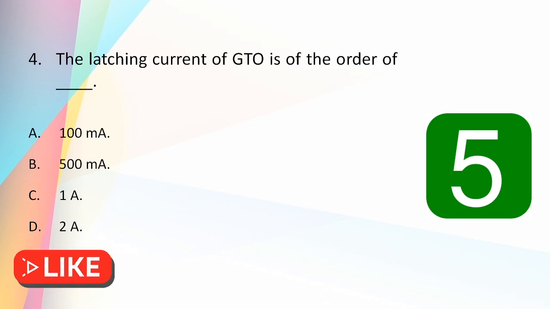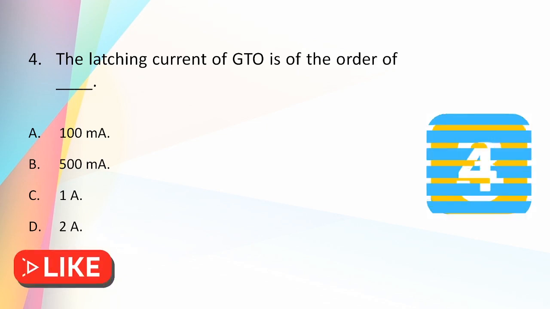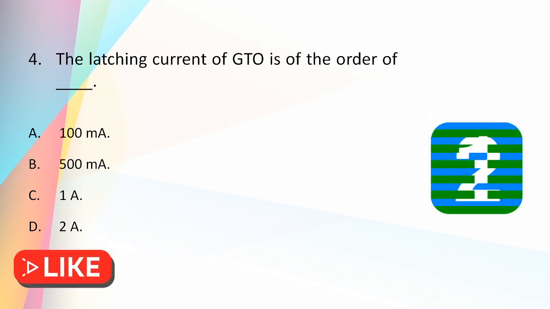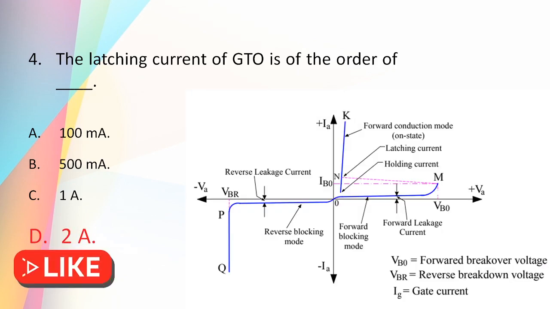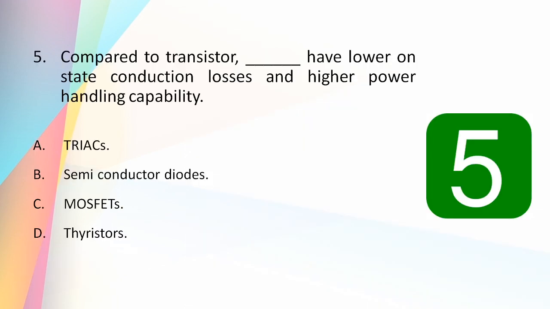The latching current of GTO is of the order of 100 milliamps, 500 milliamps, 1 amp, 2 amp, and here you go. And the answer is 2 amps. So the latching current of GTO is of the order of 2 amps, whereas that of a thyristor is only some 500 milliamps.